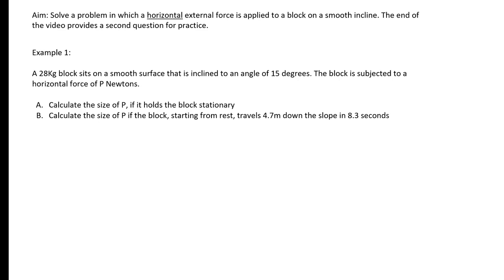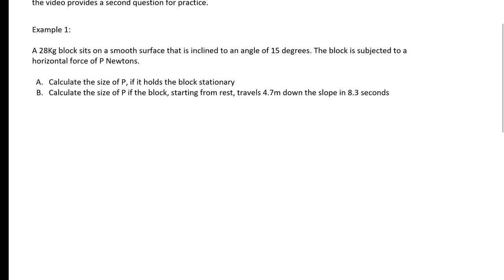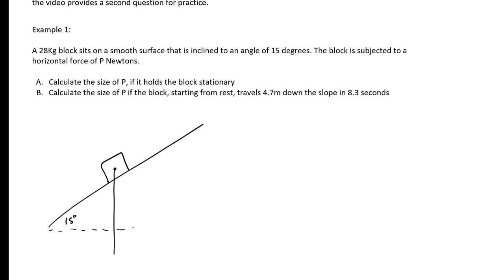Example 1. A 28 kilogram block sits on a smooth surface that is inclined to an angle of 15 degrees. The block is subjected to a horizontal force P. So we can put this together before looking at the question. So we've got our block. It's on an incline of 15 degrees, definitely not drawn to scale. And the weight of the block is 28g. There's a reaction force. And then there's a horizontal force applied to this. To tell whether it's acting to the right or the left, we need to see part A.